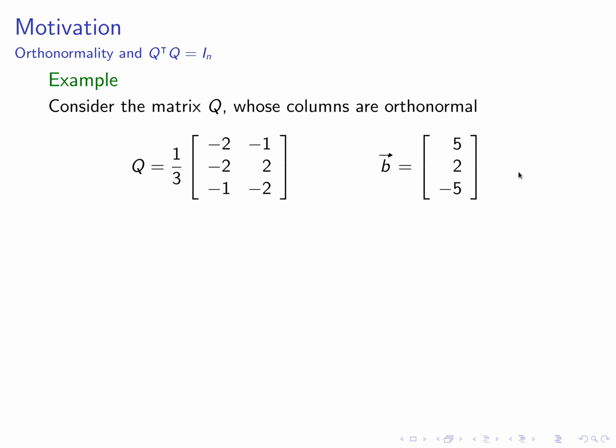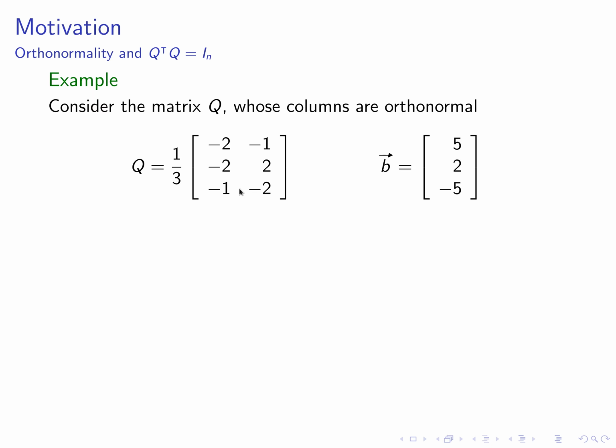So here's an example to illustrate the power of orthonormality. Here we have a matrix Q, which is 3 by 2, and each of these two columns listed here should be scaled by 1/3. So the 1, 1 entry of this matrix is not -2, it's -2 divided by 3. We also have a vector here with 3 entries, 5, 2, -5. So you can verify yourself that the columns of this matrix are orthonormal, and one way to check this is to check the equation Q transpose Q equals the identity matrix for this example.